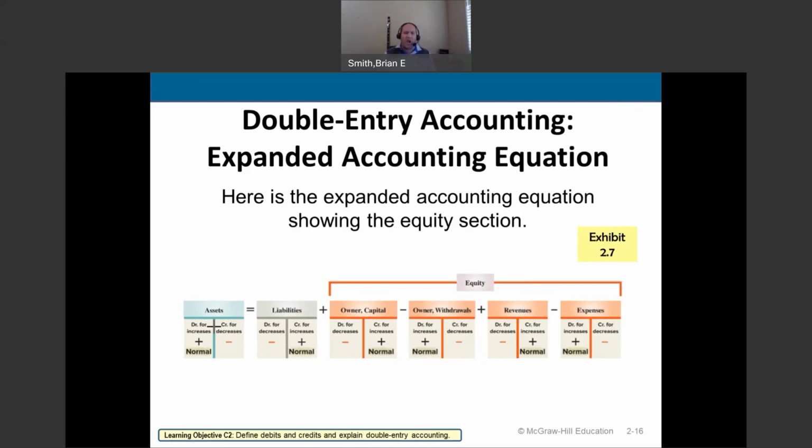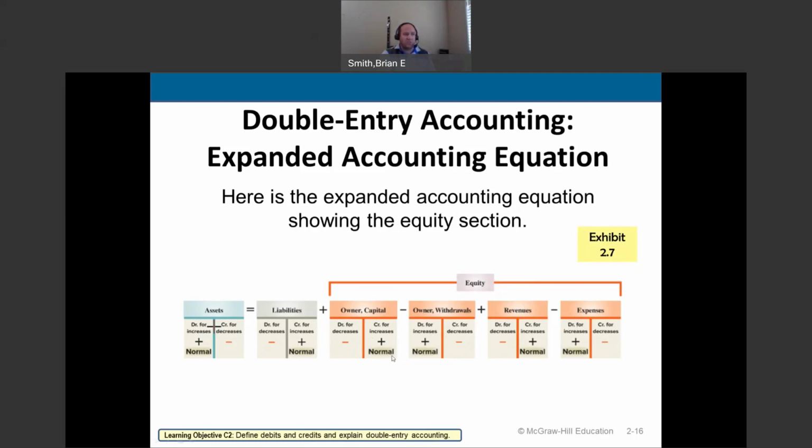More likely than not, you will not see a credit balance on withdrawals. Why? Because that's technically an owner contribution. You will never see a credit balance in expenses because that's technically a revenue. So you'll never see these outside the normal balance. Yes, there are always exceptions, but we're not talking about the exceptions right now. This is the rule that I want you to learn and focus on.